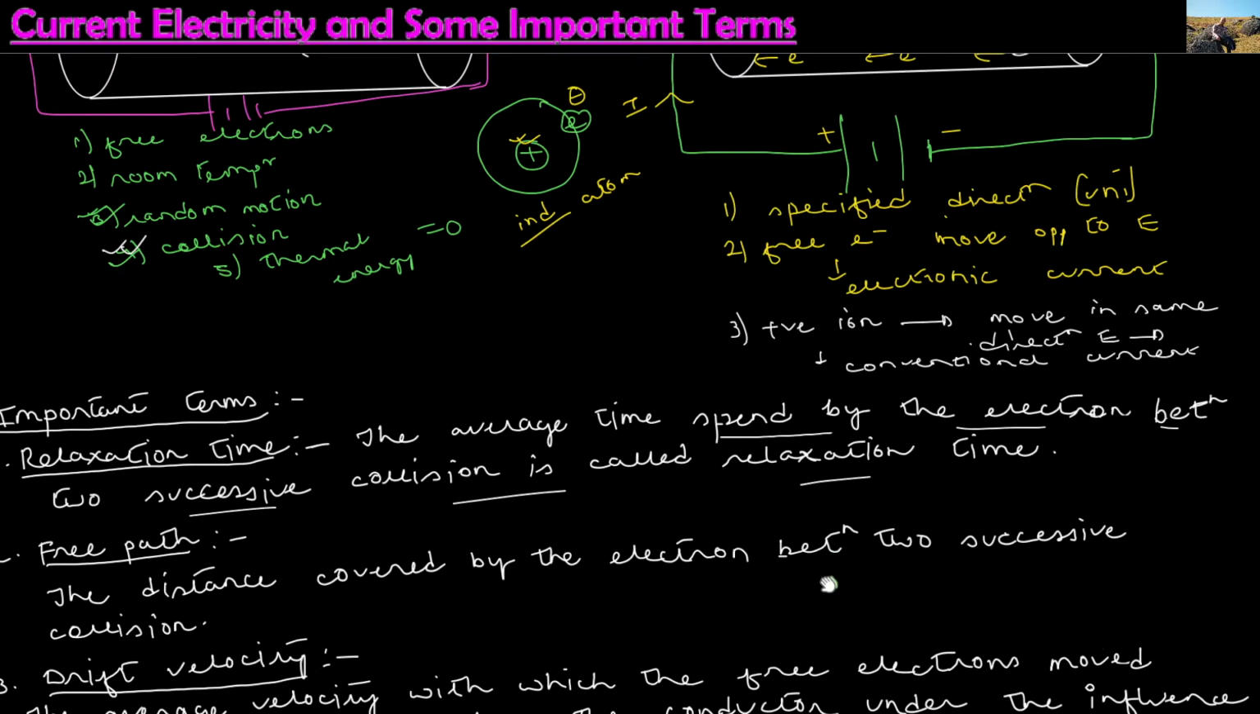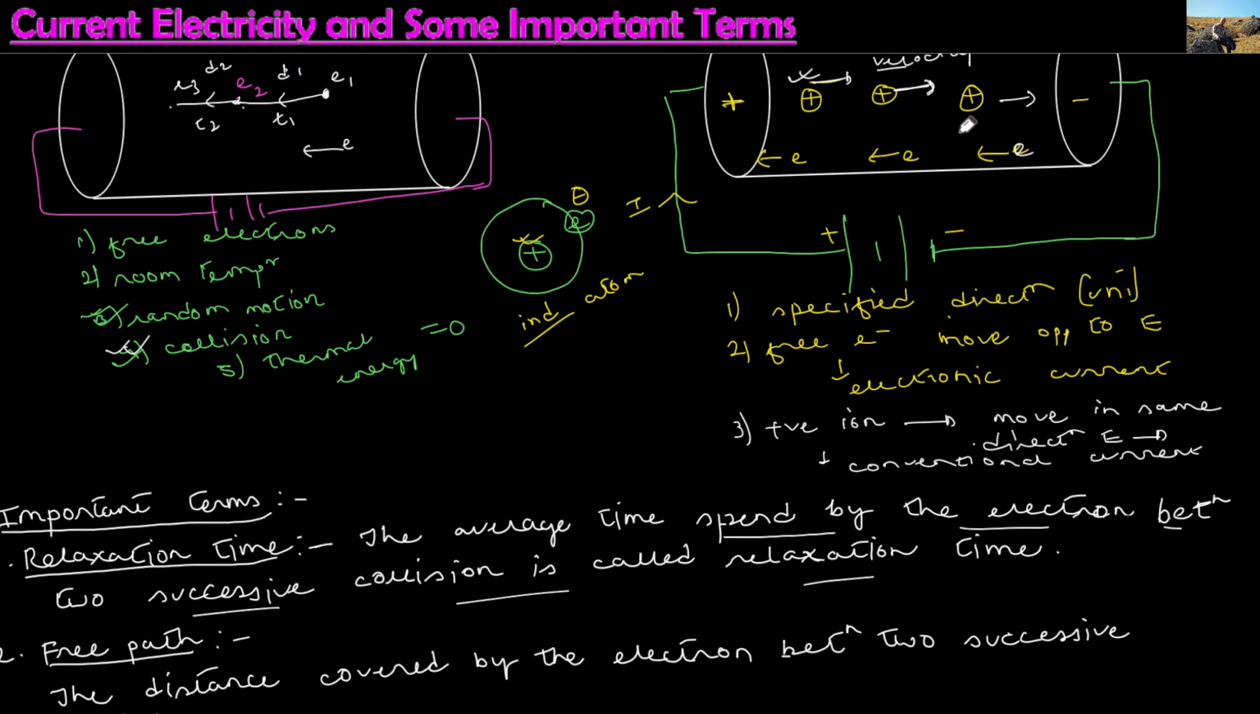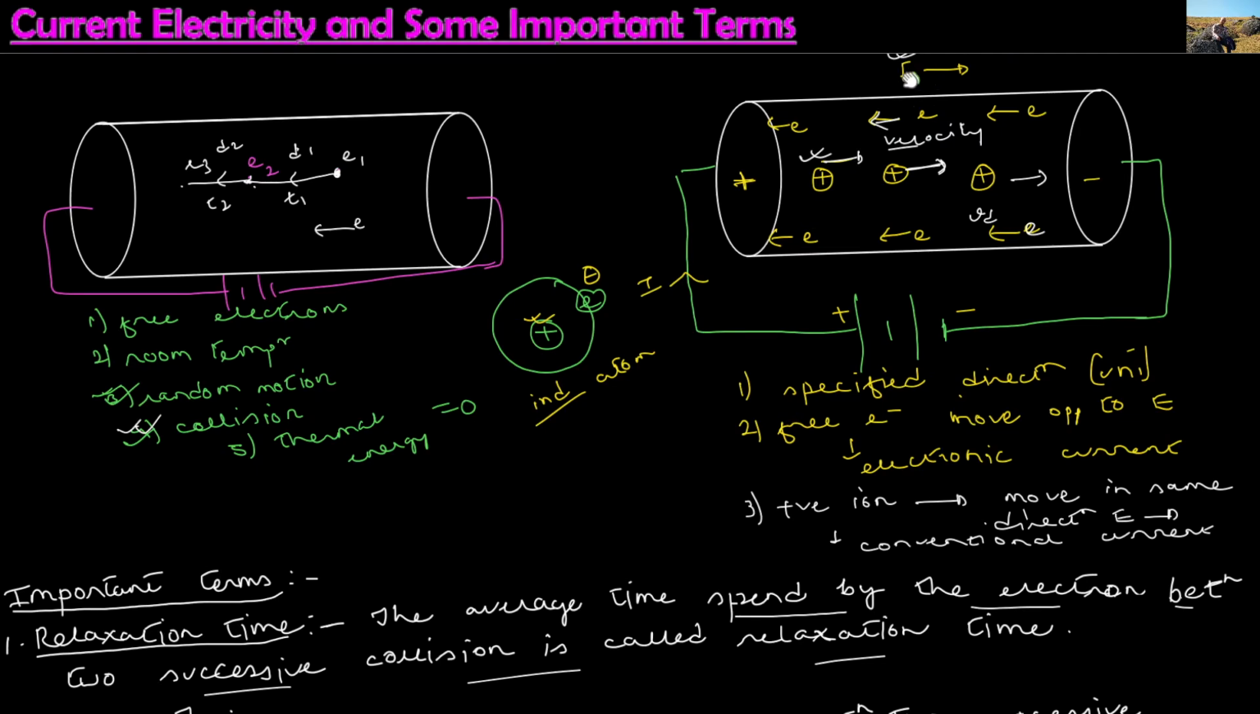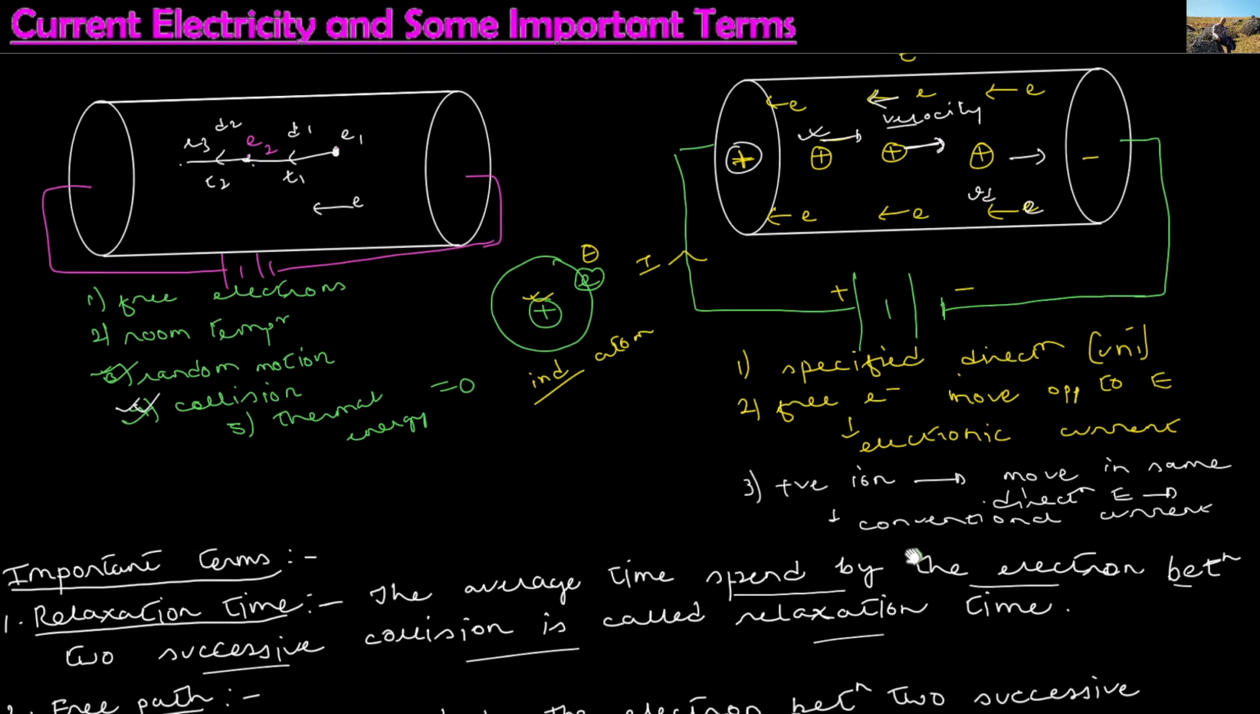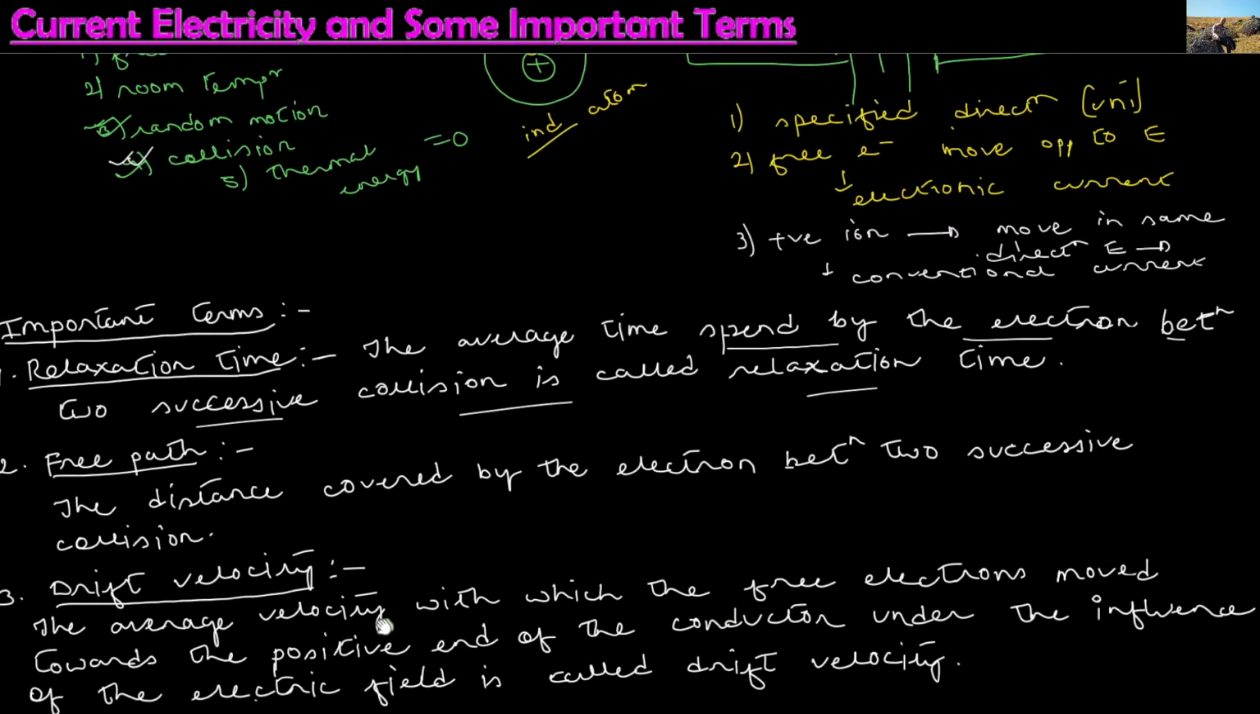And what is this drift velocity? When the electrons are moving, all these electrons are moving in the direction opposite to E and towards the positive end of the wire. This velocity is defined as the drift velocity. So the average velocity with which the free electrons move towards the positive end of the conductor under the influence of the electric field is defined as the drift velocity.